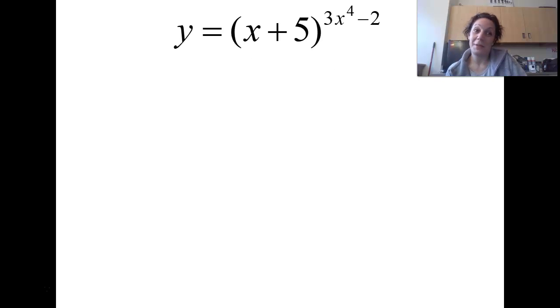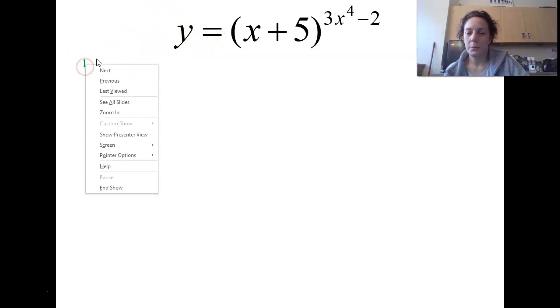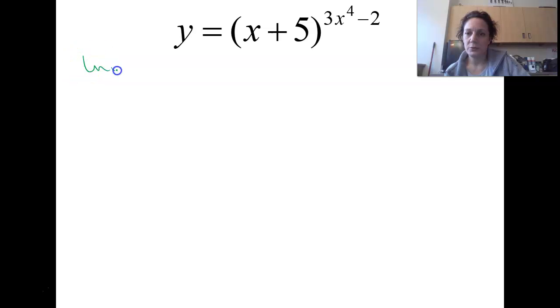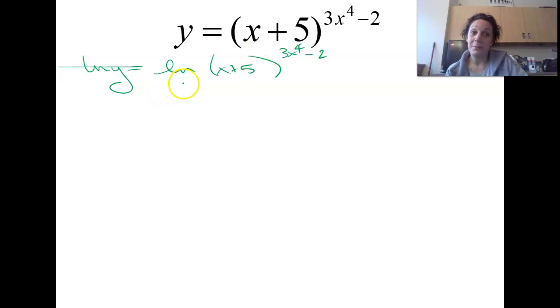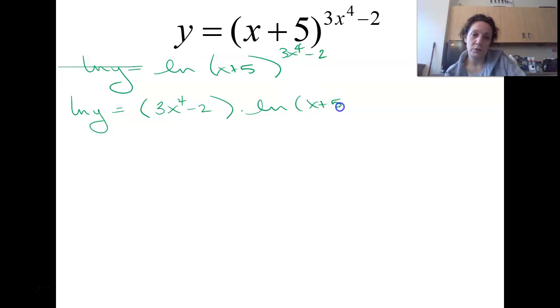Okay. Another example. Okay, let's do it. Natural log of y equals the natural log of x plus 5 to the 3x to the 4th minus 2. I'm going to be really careful when I bring this down, because if I'm not careful, I'm going to lose this quantity. So I'm going to make sure that I put that in parentheses. Don't write it without parentheses. You're going to end up having 3x to the 4th minus 2 ln x plus 5. That's not the same thing.